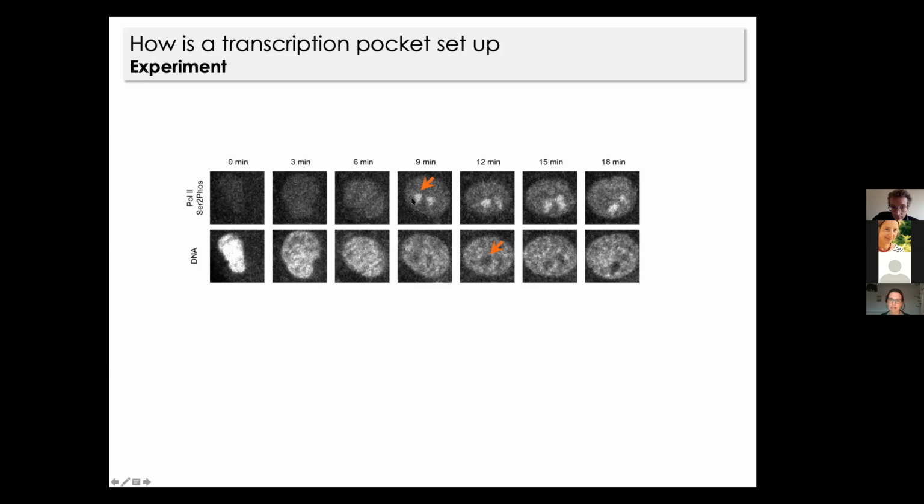But what you can see is that as soon as transcription starts here, you start to see holes in the DNA channel. So DNA seems to be pushed away from regions where transcription begins. And this live imaging strategy did not allow us to look at RNA in parallel, but when we fix these cells and then look at RNA, it accumulates exactly in those pockets where transcription is beginning, obviously.